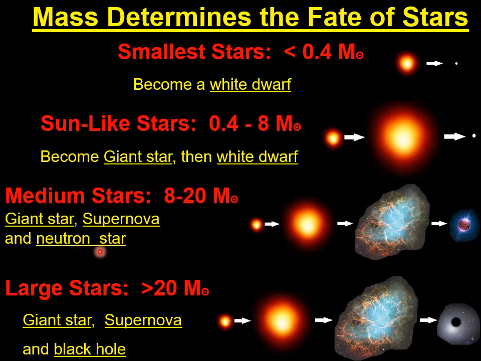And we're going to study neutron stars in part 4 of this lecture. Finally, the biggest stars, stars bigger than about 20 times the mass of our sun, become a giant star, a supernova, but then their core keeps shrinking and shrinking and shrinking until it basically disappears. And this forms one of the most mysterious and fascinating objects in the universe. This is called a black hole. And a black hole is something we will also be talking about in more detail in part 4 of this lecture.